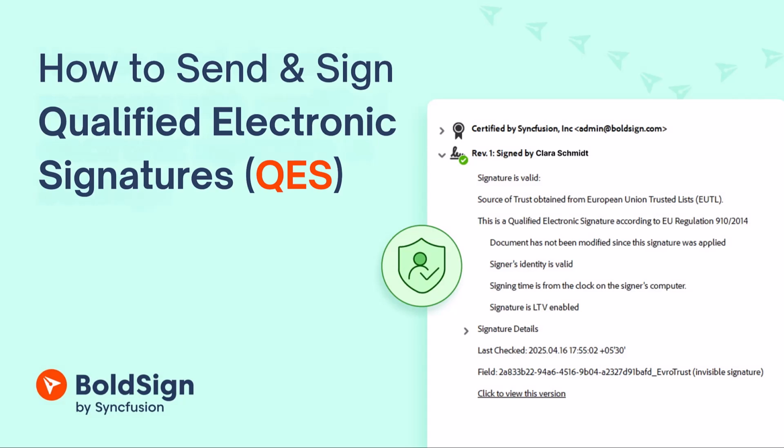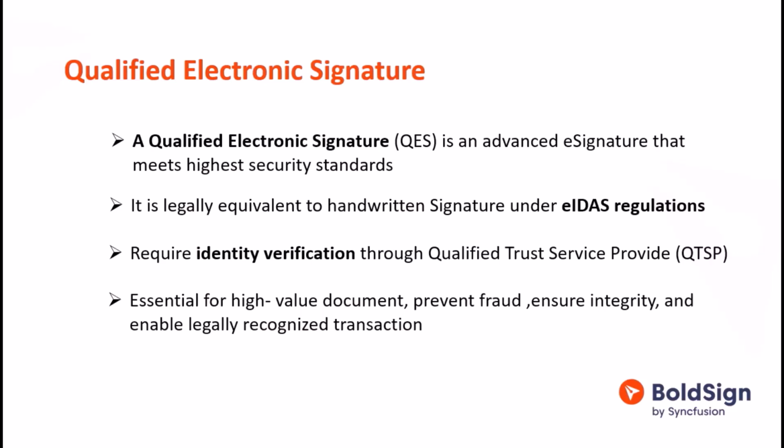Hi everyone, in this video I'll show you how to send and sign agreements with QES in BoldSign, and how BoldSign and Evrotrust work together to support a secure, scalable signing process. Before we begin, let's quickly understand QES. A qualified electronic signature is the most secure type of e-signature under the eIDAS regulation. It is legally equivalent to a handwritten signature and provides strong protection against fraud.